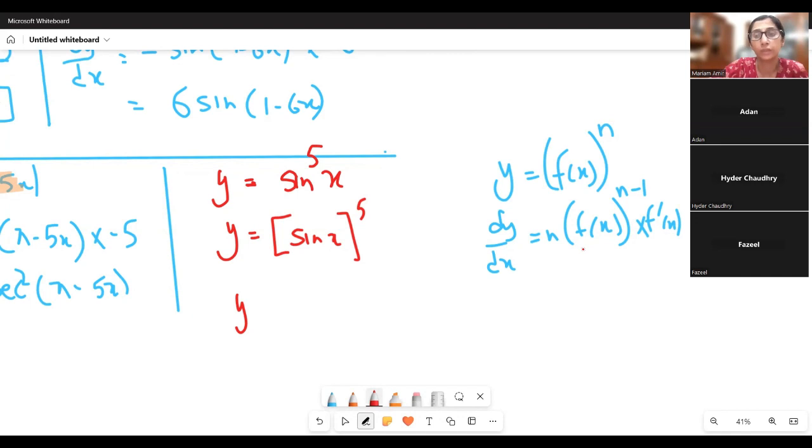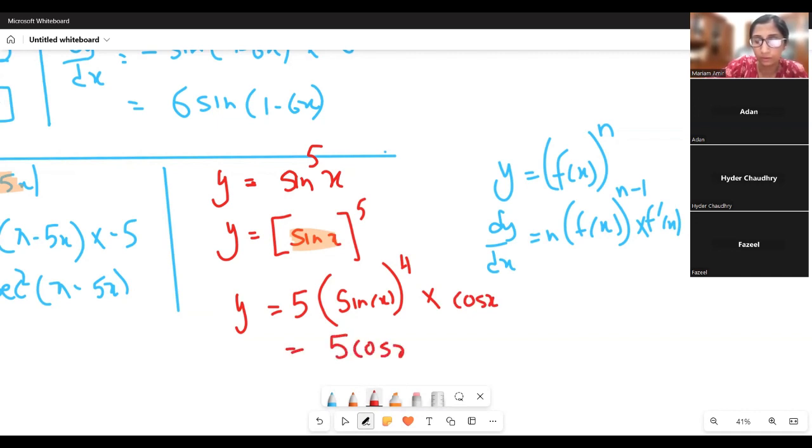Can anybody apply this rule here? It's function power n. So we have to derivate that. Five comes down. The function is still f(x), doesn't change. Its power gets reduced by 1, so 4 times the derivative of the function. The derivative of sine x is cos x. So the answer is going to be 5 cos x times sine power 4 x.